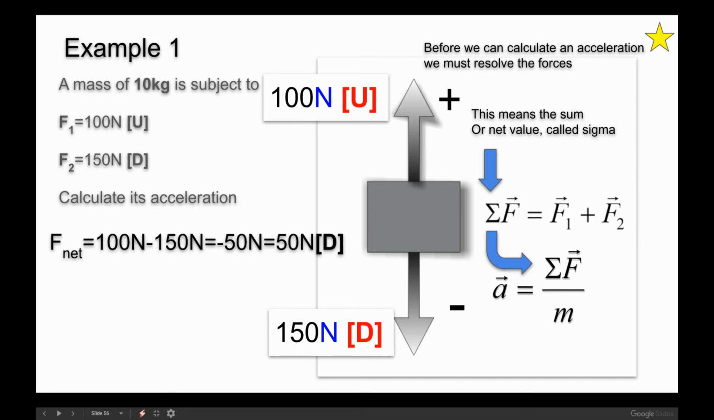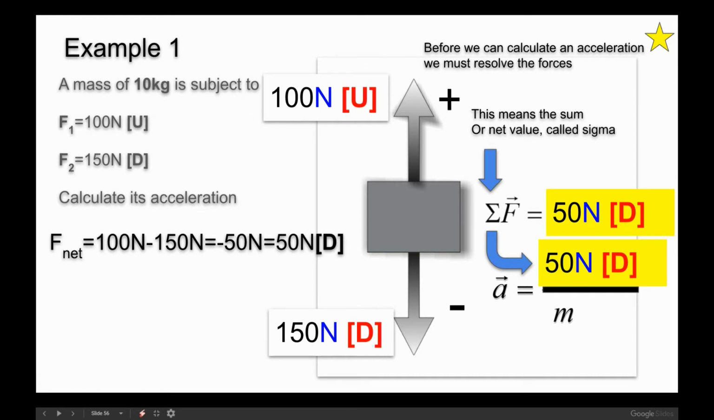Say 100 newtons, add it to minus 150 newtons equals negative 50 newtons. We put the direction back on. The total force is 50 newtons down. That's the net force, the total force, the unbalanced force. It's all the same thing. In the equation over here, I could put 50 newtons down for the sum. I put 50 newtons in the formula. We divide by the mass, and we get the acceleration of 5 newtons per kilogram.